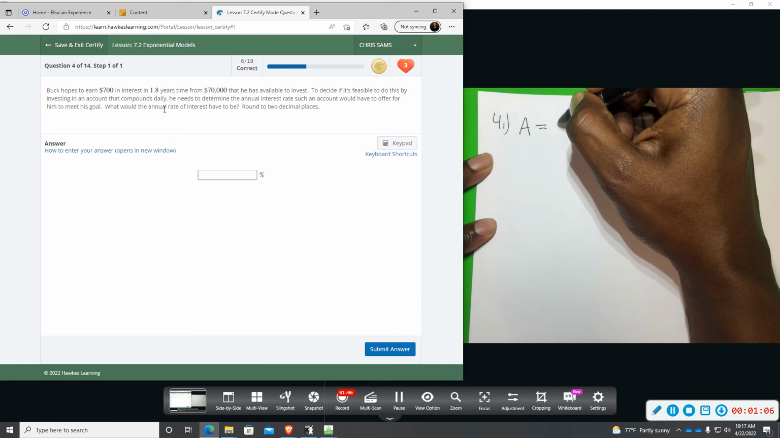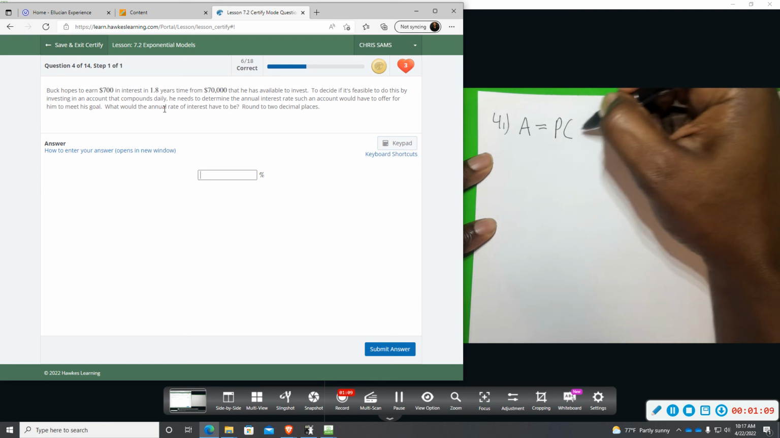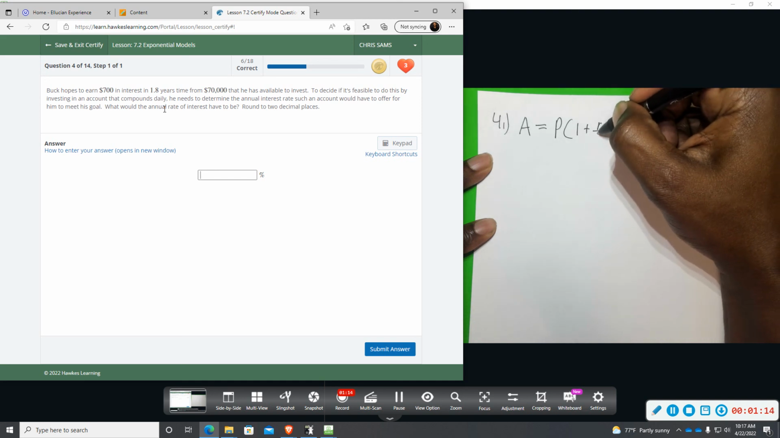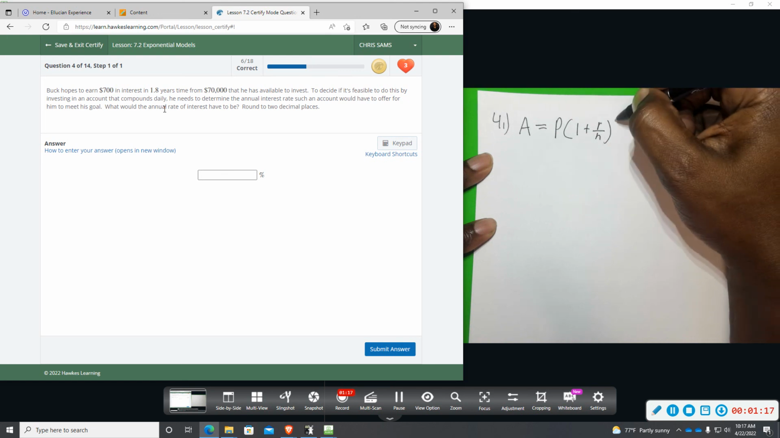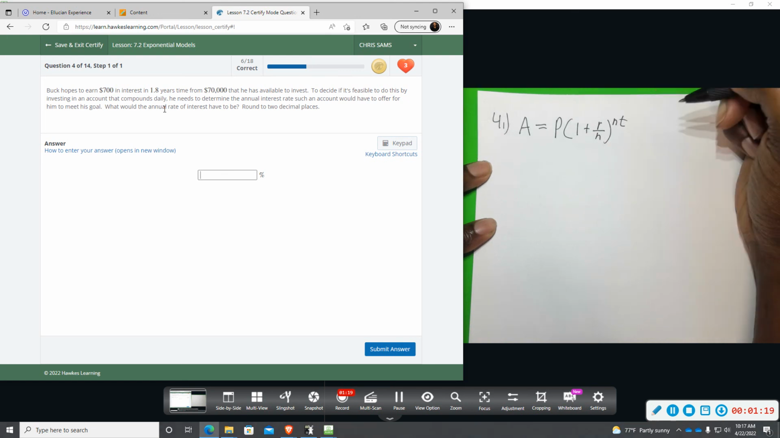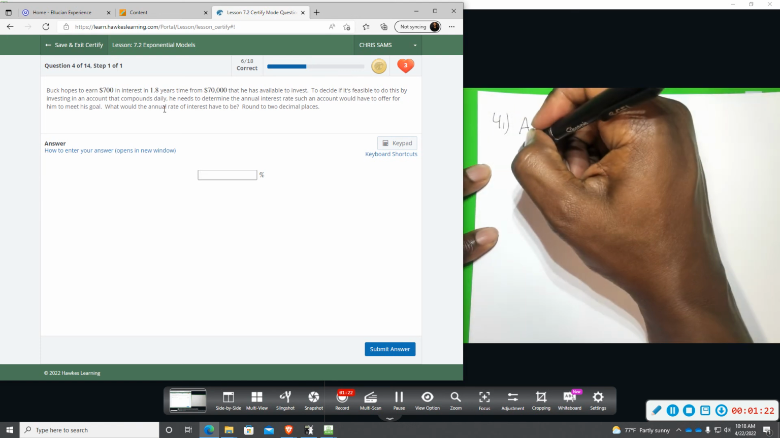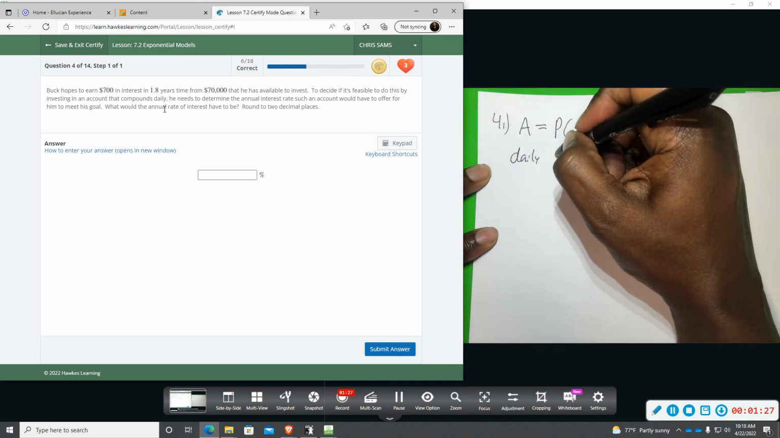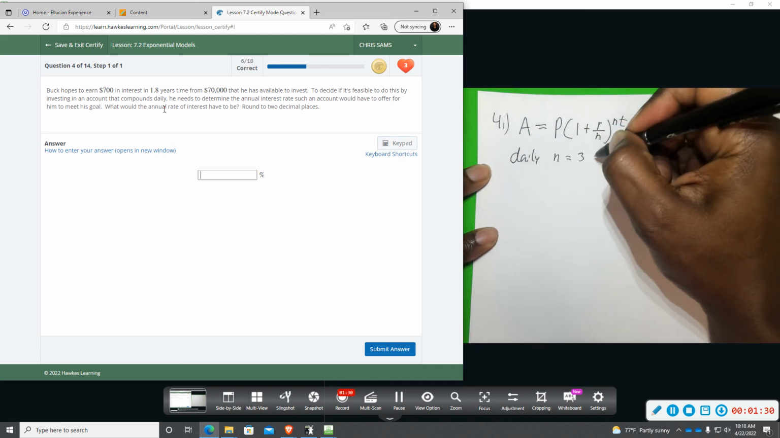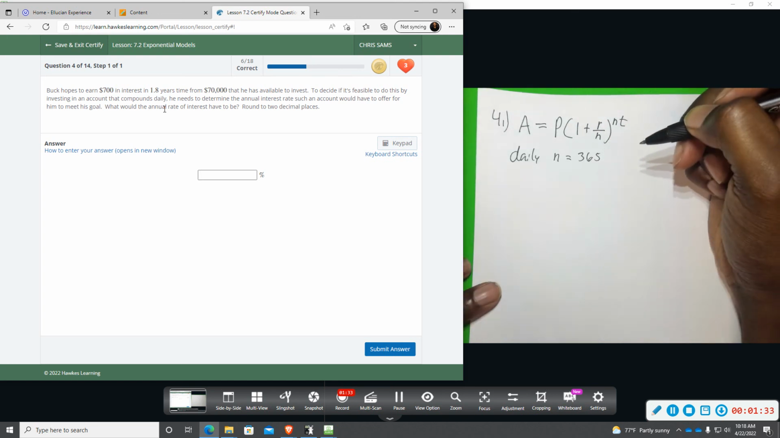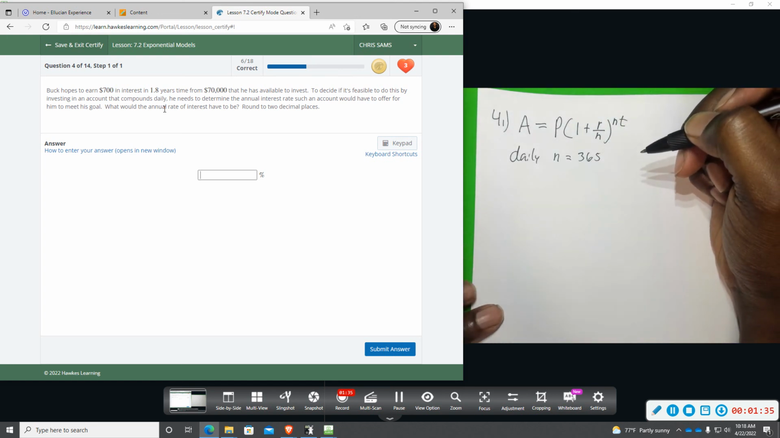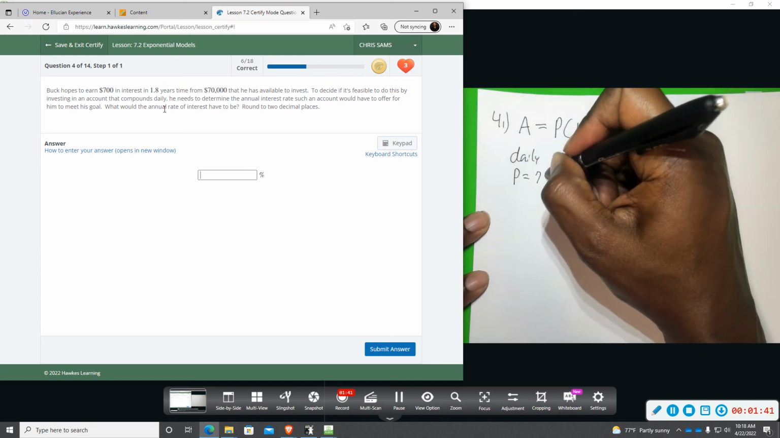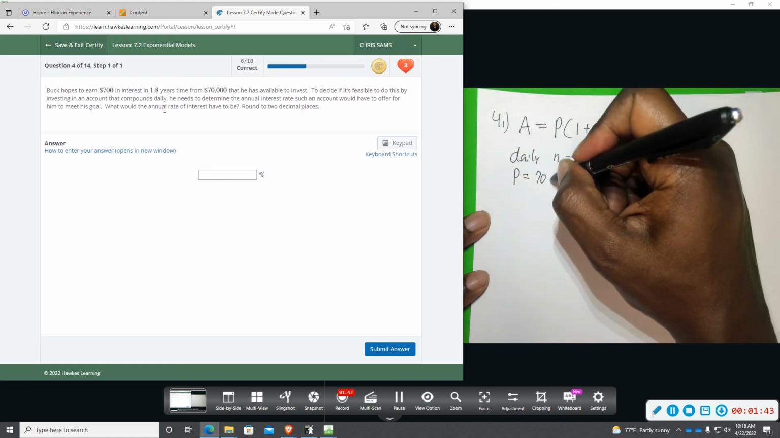A equals P, parentheses 1 plus r divided by n, close parentheses, raised to the nt power. And then since it said daily, that means n equals 365. Now, the amount that he has to invest, that is your P. So P is equal to 70,000.